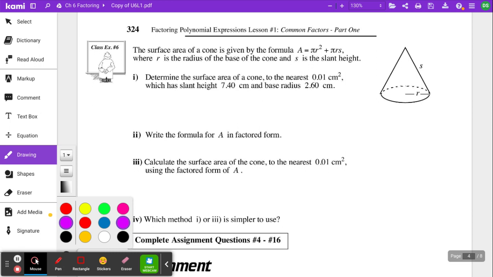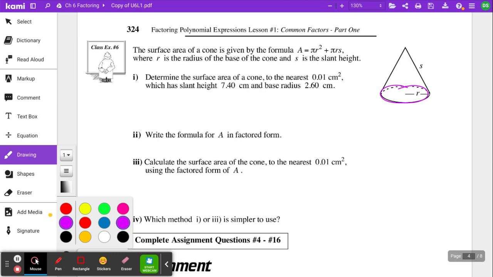Do you know why there's a pi r squared in it? The base. Yeah. This is a circle right here. That's a perfect circle, right? If you actually make a good cone, that's a perfect circle, and the area of every circle is pi r squared. Then the rest of it, the pi r s, is because it's this kind of curved-looking shape.